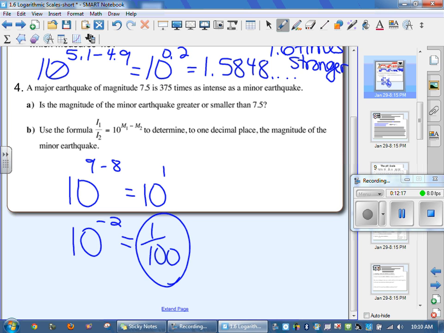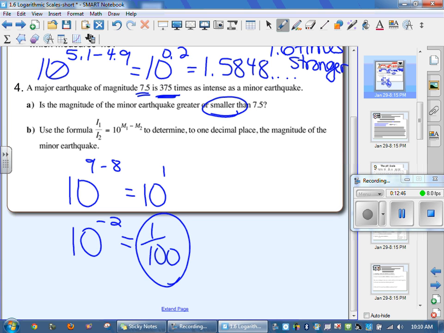Okay? So we're given 375. So we know that the 7.5 earthquake is the bigger earthquake. We know that the other one is the smaller one. Okay? So we're going to set it up. So how do we know? A is just saying, is the minor one going to be bigger or smaller than 7.5? It's got to be smaller because 375 is a whole number. Okay? It's not a fraction. So we're dealing with a smaller earthquake.